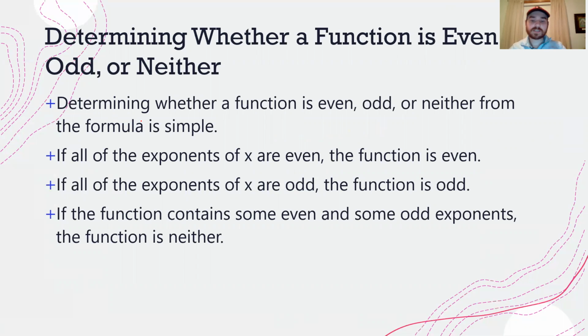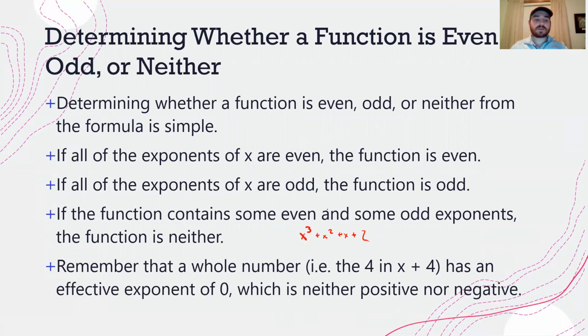If the function contains some even and some odd exponents, then the function is neither. So x cubed plus x squared plus x plus 2. This has an odd exponent right here, an even exponent right here, and this would be an odd exponent. This doesn't have an exponent. It's x to the 0. So this one is neither.